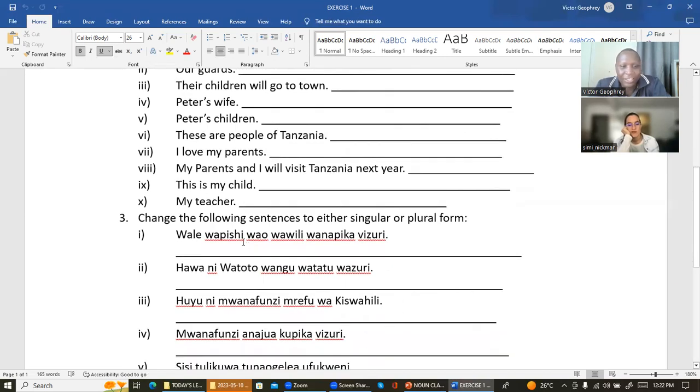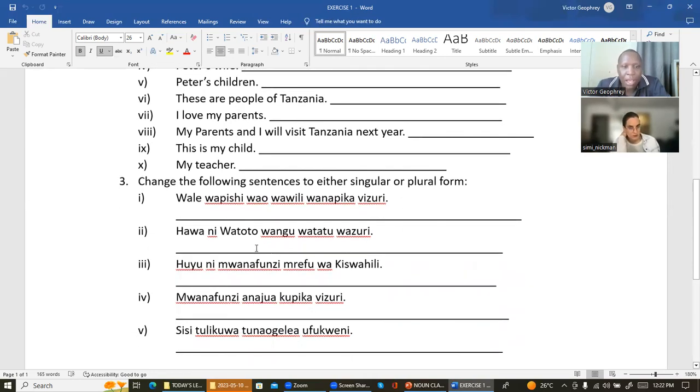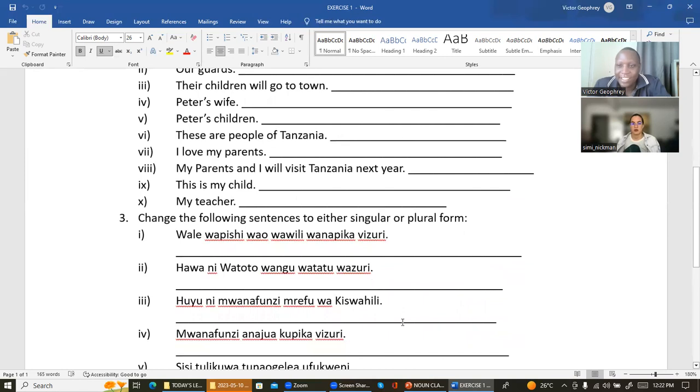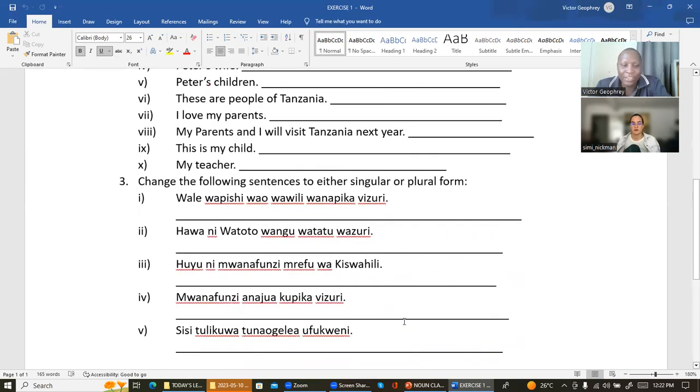Also, this one, you're going to change them. Change the following sentences to either singular or plural. If the sentence is singular, change it to plural. If it is plural, change it to singular. Wale wapishi wao wawili wanapika vizuri. Hawa ni watoto wangu watatu wazuri. Huyu ni mwanafunzi mrefu wa Kiswahili. Mwanafunzi anajua kupika vizuri. Sisi tulikuwa tunaogelea ufukweni. So you're going to do this. You'll send it to me? Yeah, I'm going to send it to you right now.